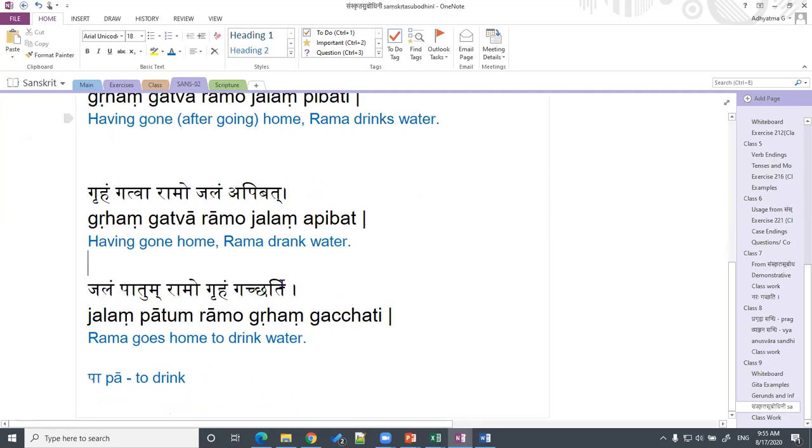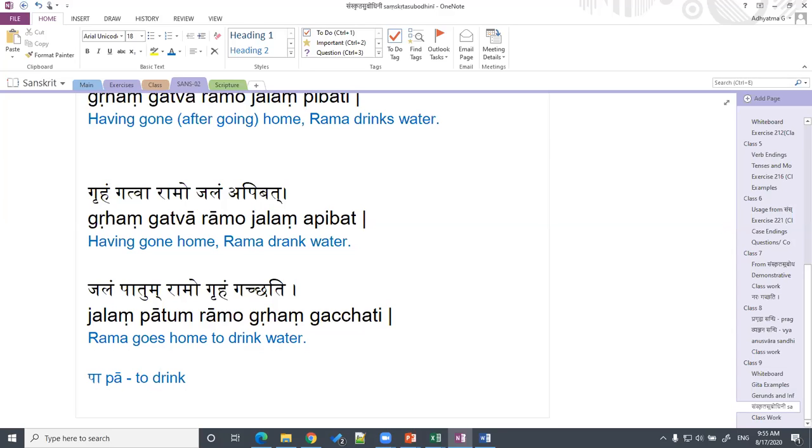As I said, in some cases, like we saw in Gita, if you are not able to do this, it is used in that sense, where it is not really the second action, but it is the capability. Or I want to drink water. In that sense also you will use aham jalam patum ichhami. So to desire, in that case, it is not really the second action, but it is the purpose for which I want. So I want to drink water. In that sense also tum is used.